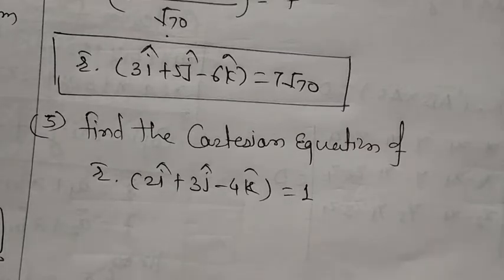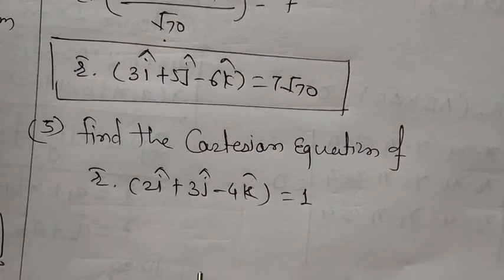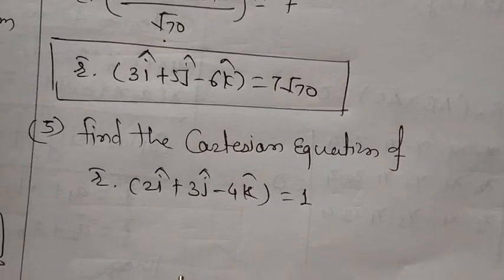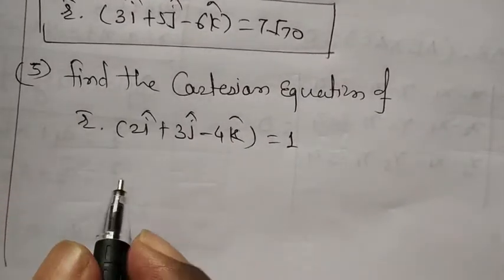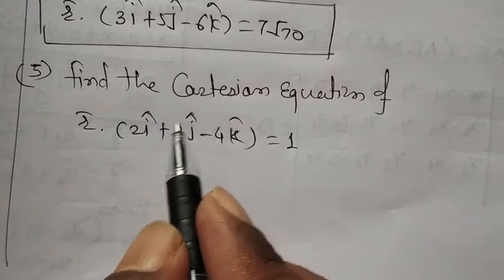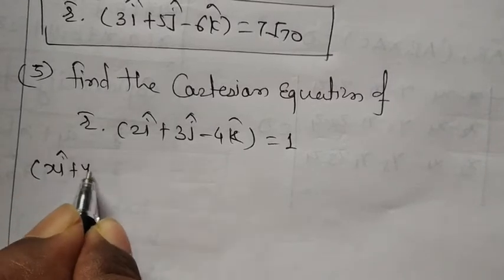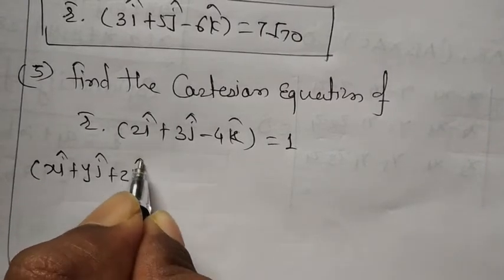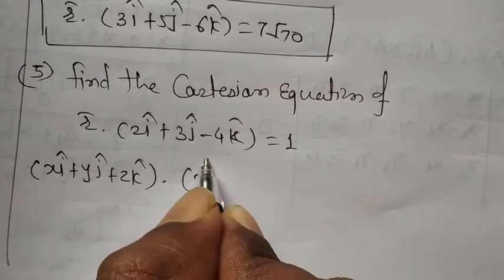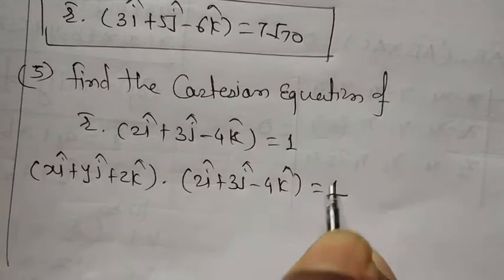Now the third example is: find the Cartesian equation of, there are three examples, a: r bar dot i plus j minus k equals 2, b: r bar dot 2i plus 3j minus 4k equals 1, and third is another, r bar dot (s minus 2t)i plus (3 minus t)j plus (2s plus t)k equals 15. We will take the second example. We just convert this vector form into Cartesian form. So just put the value of r, that r equals what? xi plus yj plus zk dot 2i plus 3j minus 4k equals 1.